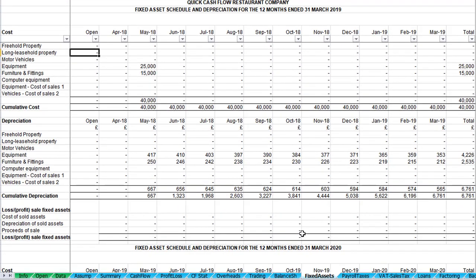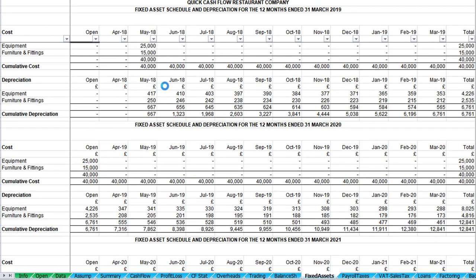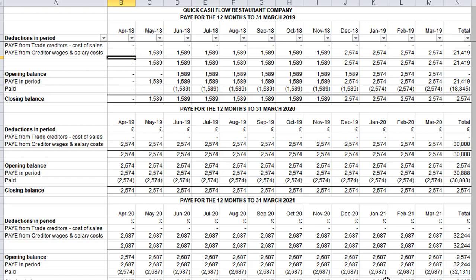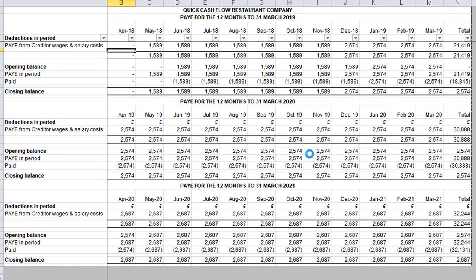Then you have your fixed asset summary, which will show you the breakdown of your additions and then how the depreciation is calculated between the two sets of assets, again over the 3 years. You have your payroll taxes, which will show you the deductions from the salaries and then when it's paid, which is normally paid a month later.